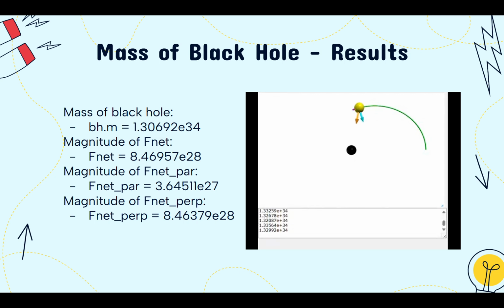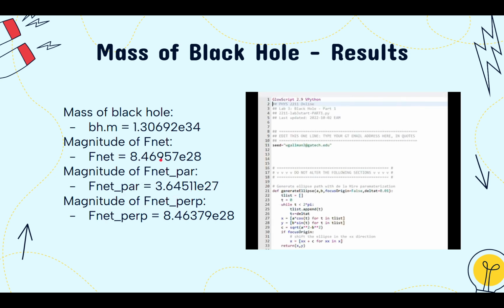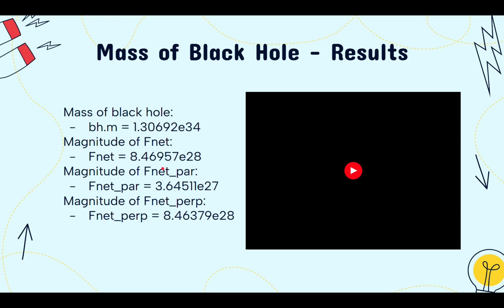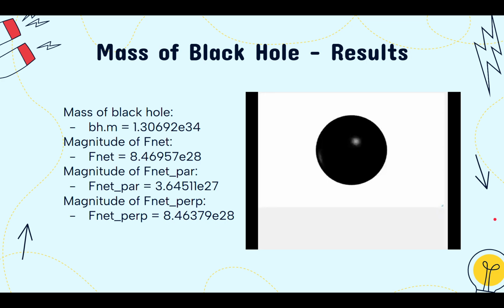And while this is playing, I will say I found the mass of the black hole to be equal to 1.30692 times 10 to the 34th kilograms, the magnitude of the net force to be 8.4695 times 10 to the 28th newtons, the magnitude of the parallel component as 3.645 times 10 to the 27th newtons, and the magnitude of the perpendicular net force is 8.463 times 10 to the 28th newtons.